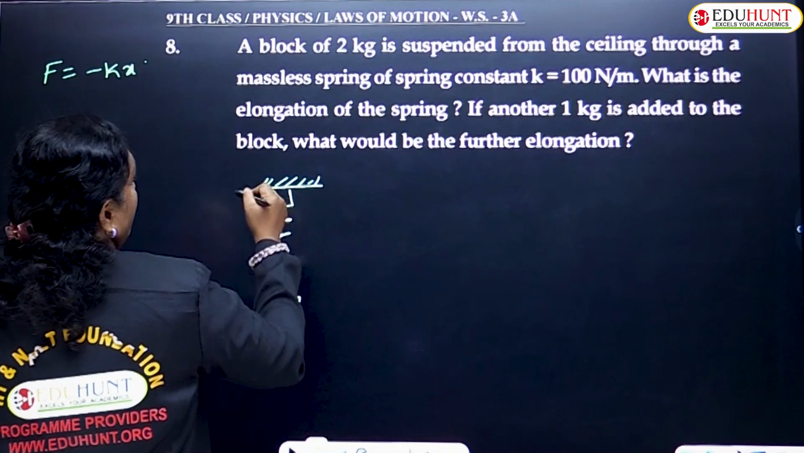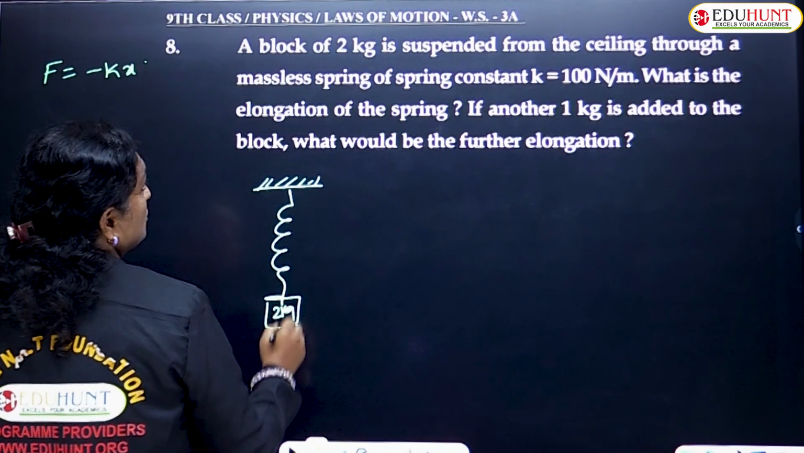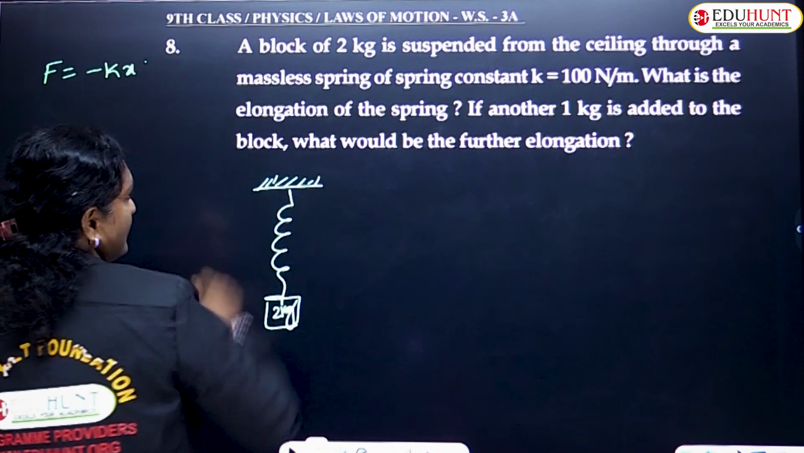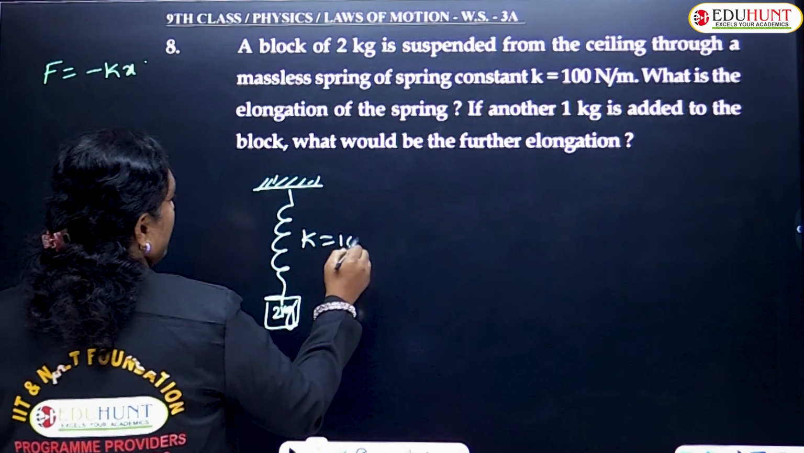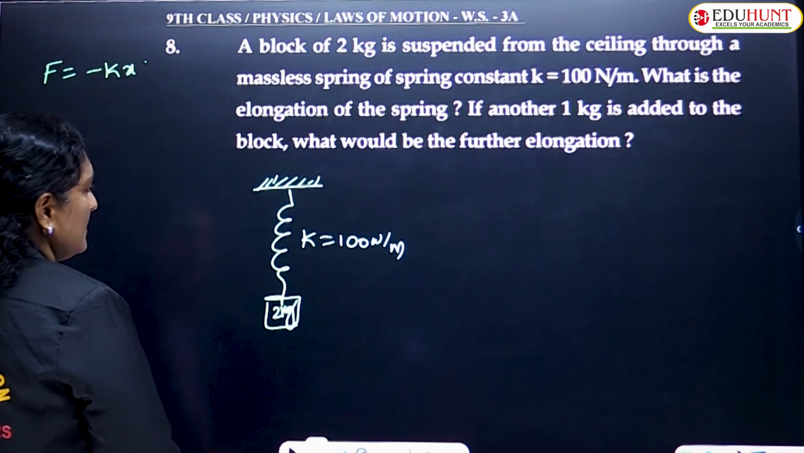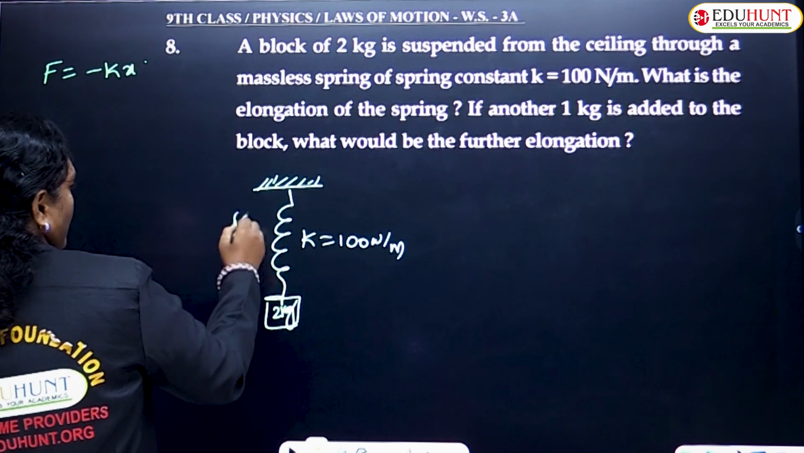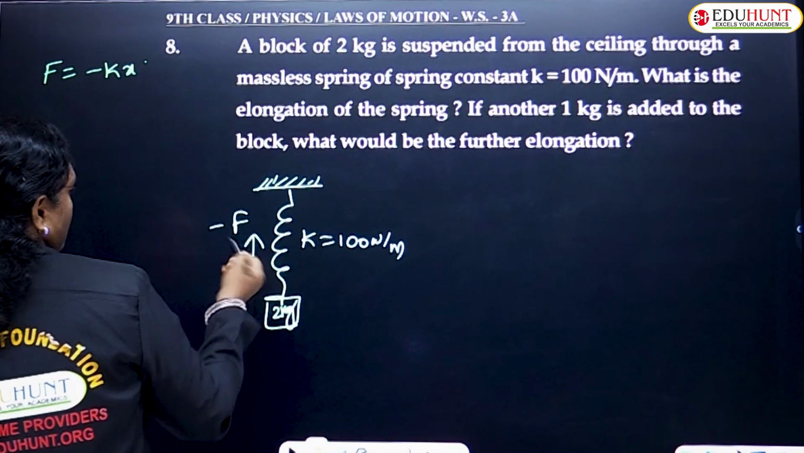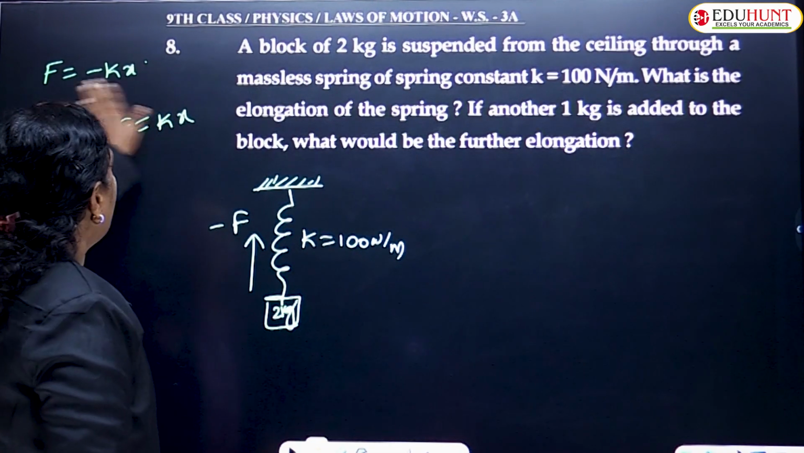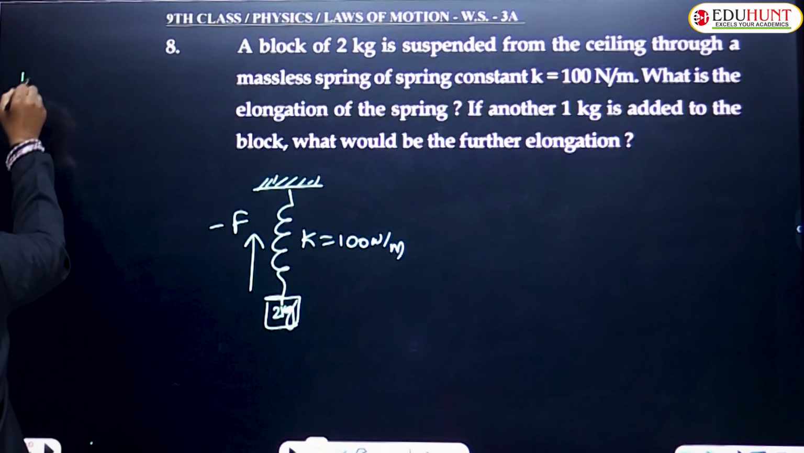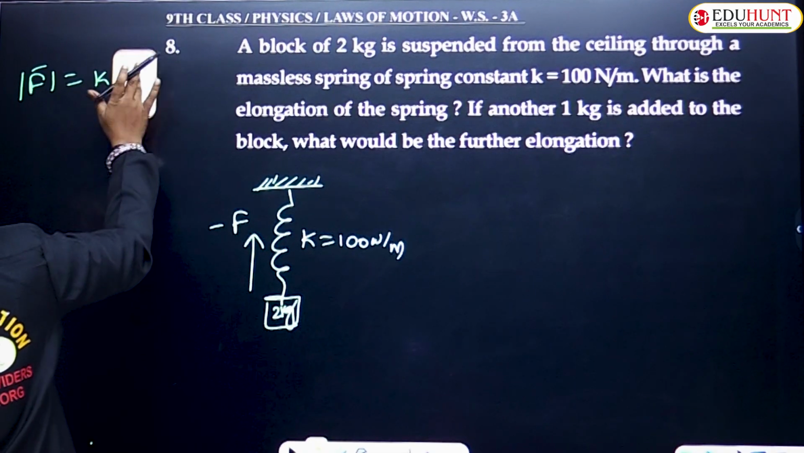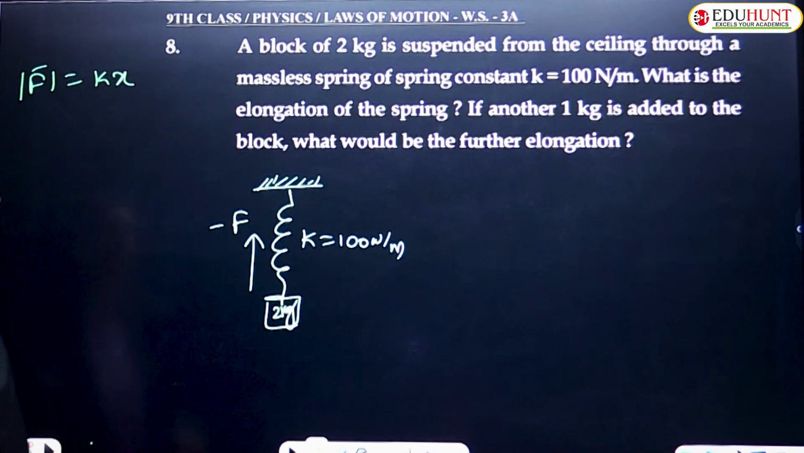and for this spring, a block of mass 2 kg is suspended through a massless spring to a ceiling. The spring constant k is given as 100 Newton per meter. As we know, F is equal to minus kx. F means the upward direction force. Or minus F is equal to kx, like this also you can write. Anyhow, whatever be the case, let us only try to find out the magnitude of the force. This is given simply by kx. The magnitude of the force is given by kx.